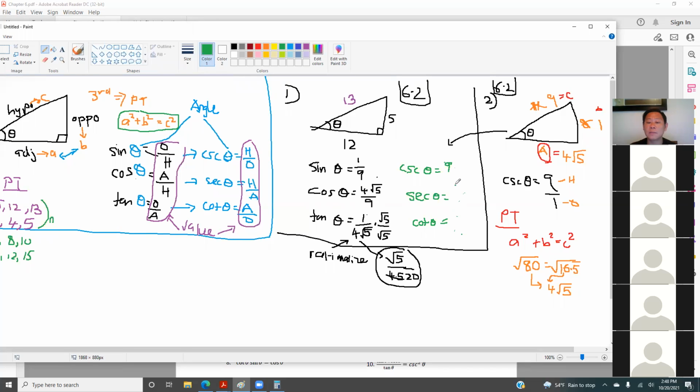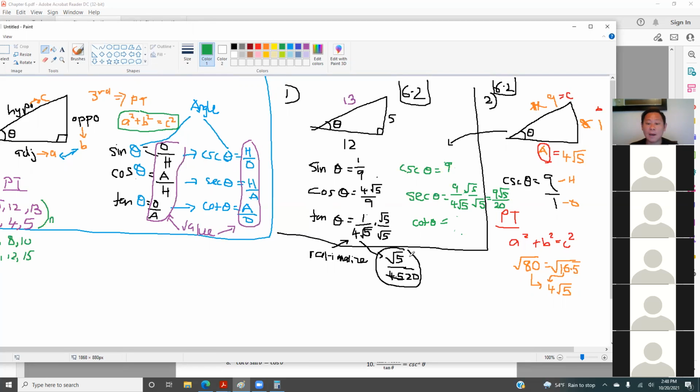So you flip this. This is 9 over 4 root 5. And again, we have to rationalize this. So again, you multiply this by root 5, and you have to multiply this by root 5. So what we get in this case is 9 root 5 over 20, because you get 4 times 5 now here.